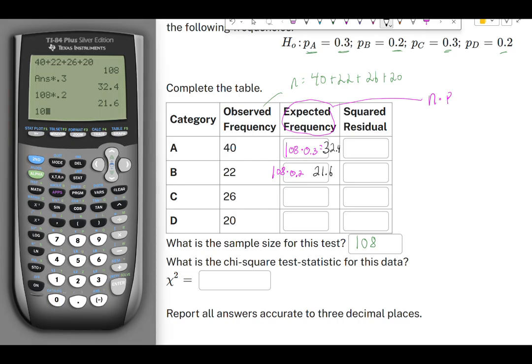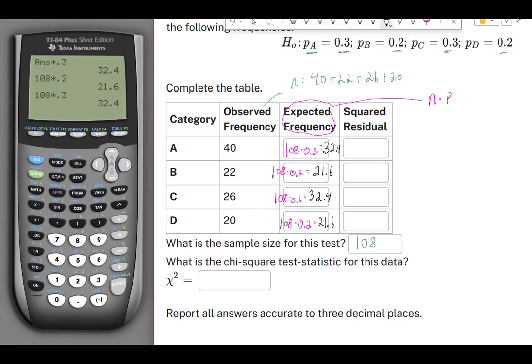The third one is 108 times 0.3, which we already did, is 32.4. And lastly, 108 times 0.2 again, which we've already done. It's the same probability, or the same outcome, as B. So we'll have 21.6.